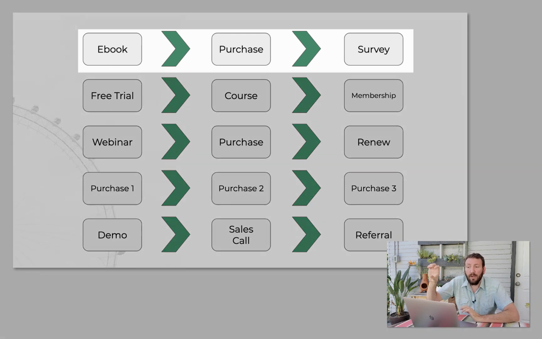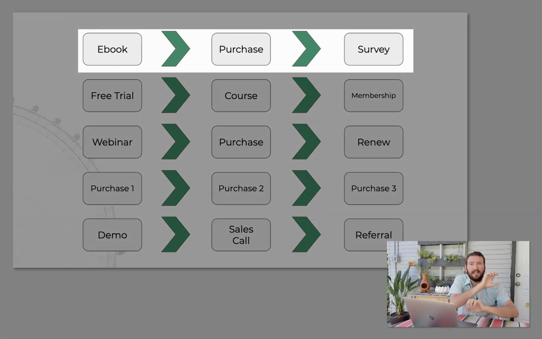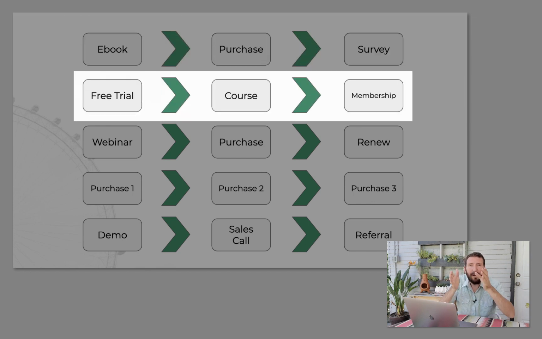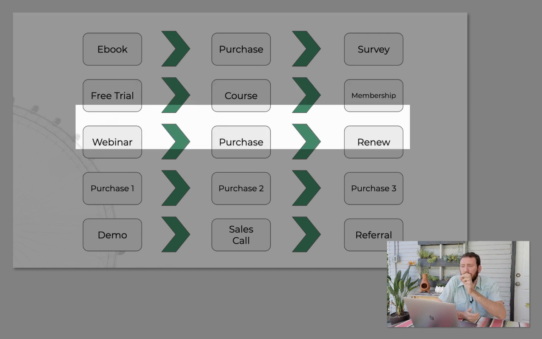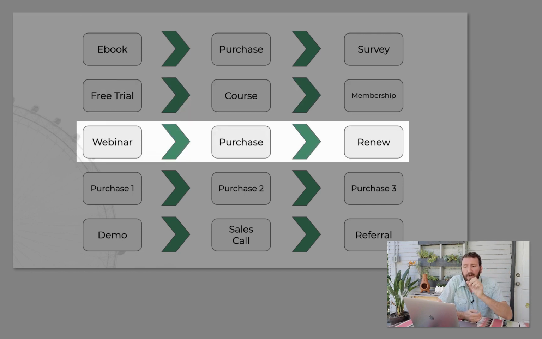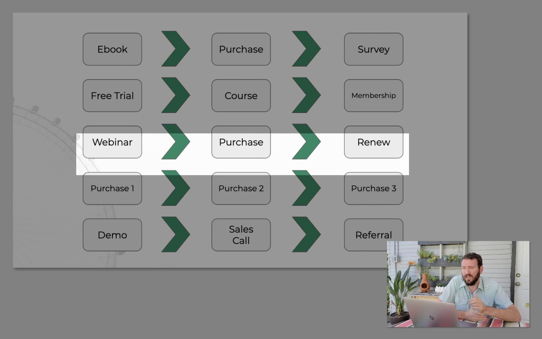I've got downloading an ebook to purchasing a product and then ultimately taking a survey about that product. Requesting a free trial, buying the main course, right? And then upselling to a membership, signing up for a webinar or purchasing a product directly from that webinar, and then renewing that product if it's a quarterly or seasonal or annual subscription.